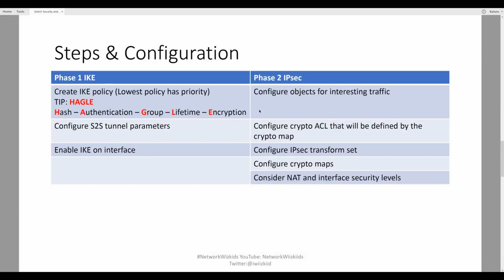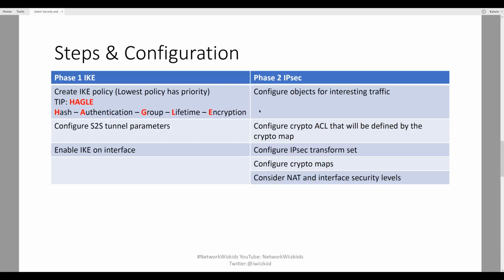So I've also put steps and configurations here, which I want to quickly go over. For those that are new to VPNs, I put a little tip which might help you. It helped me when I first started learning about VPNs. We need to start off by configuring phase 1, which is the Internet Key Exchange. So we create the IPSec policy, and I put in brackets there that the lowest policy has priority, because you can create more than one policy. So policy 1, let's say, will be preferred over policy 2.